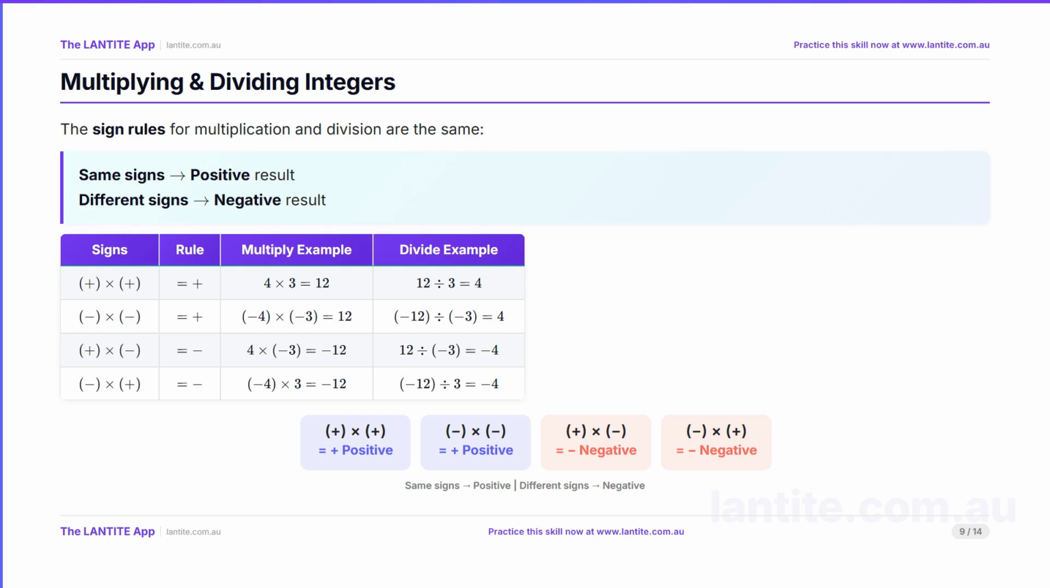Positive times negative is negative. Negative times positive is also negative. Think of it this way. Same signs give a positive, different signs give a negative. These rules are identical for multiplication and division.